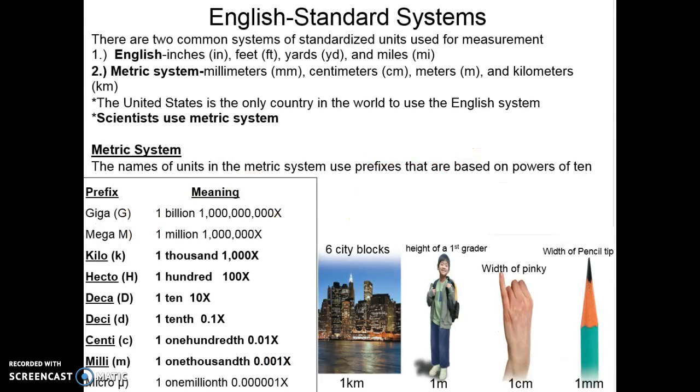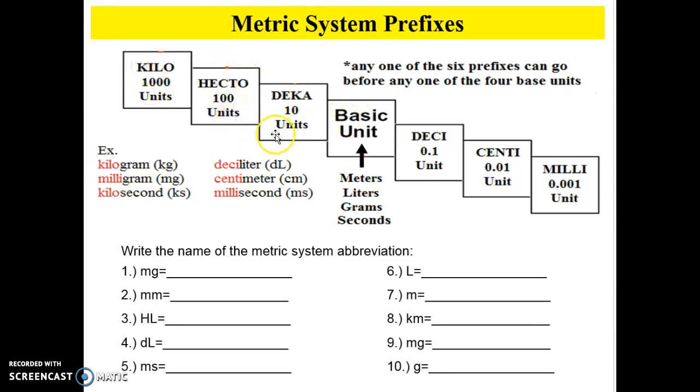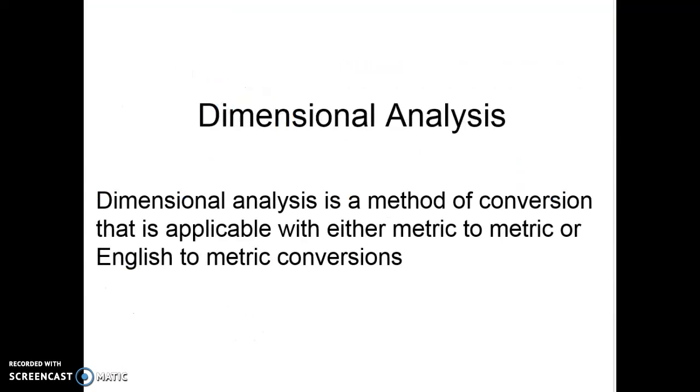You know that every single time you jump from prefix to prefix, you're either increasing by 10 or decreasing by 10 times each time. You can practice these. If you have any questions, I can go ahead and help you with that. But I think that a majority of you are having trouble with what we call dimensional analysis.